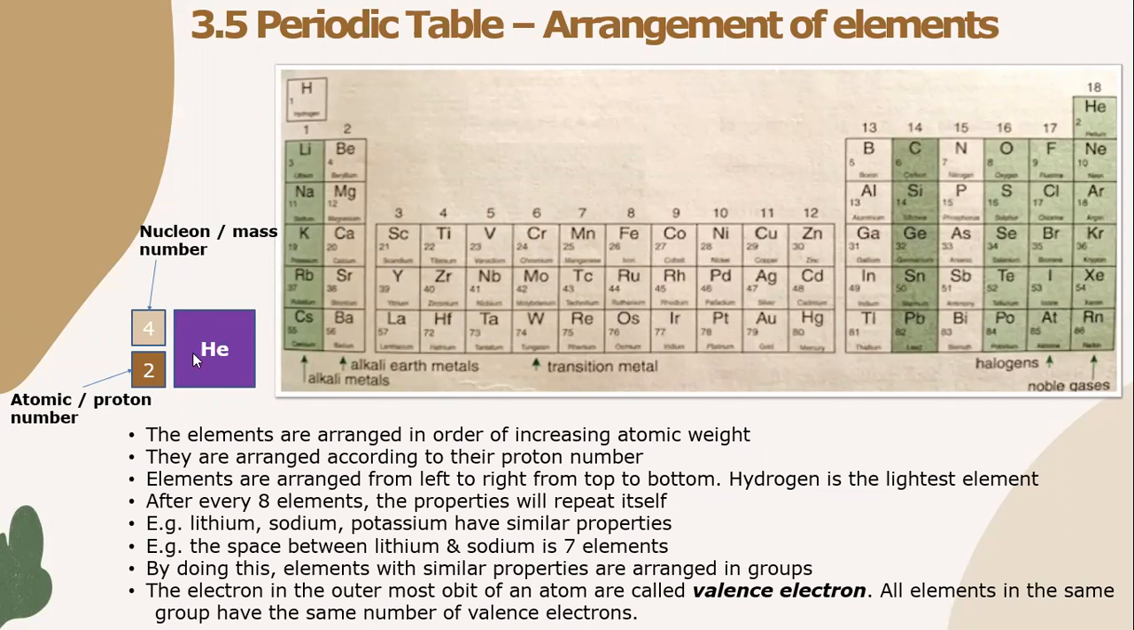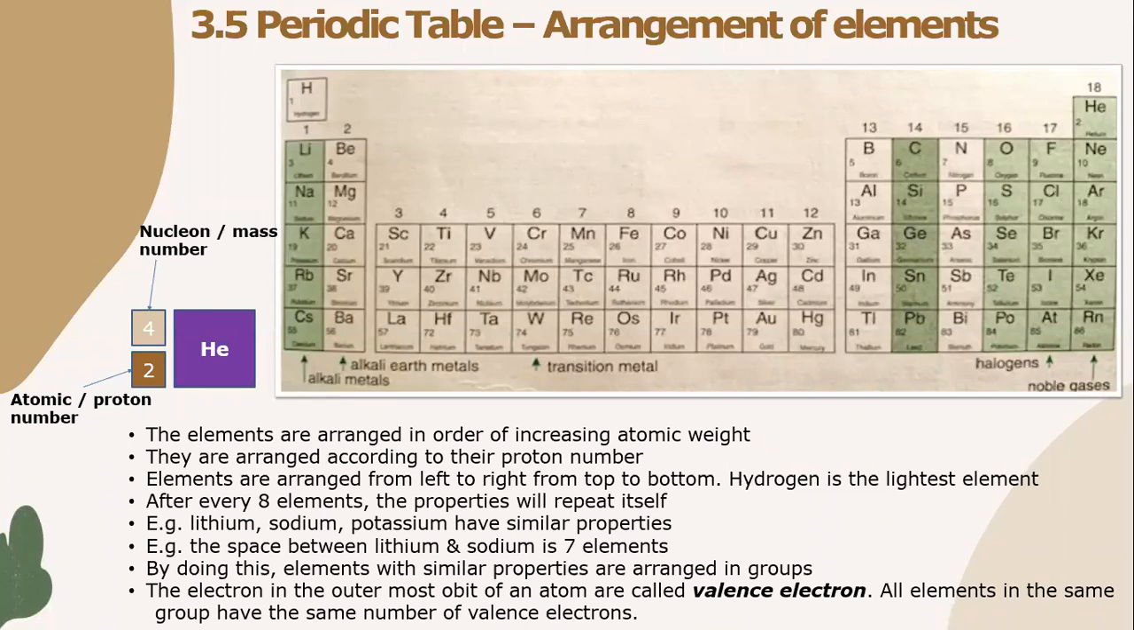Okay, this is an example of helium. The number 4 on the top left actually represents the nucleon or mass number. And the number 2 at the bottom means it's the atomic or proton number.